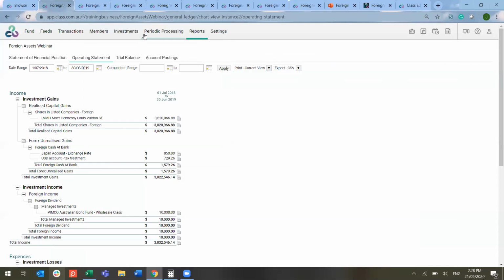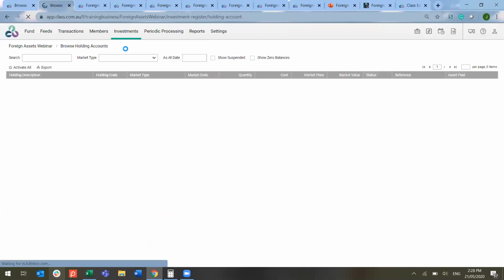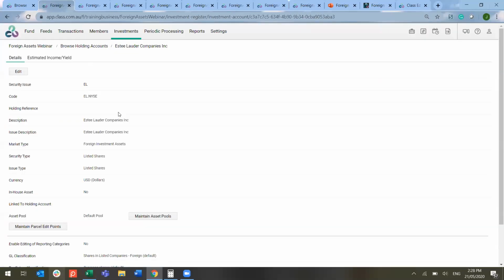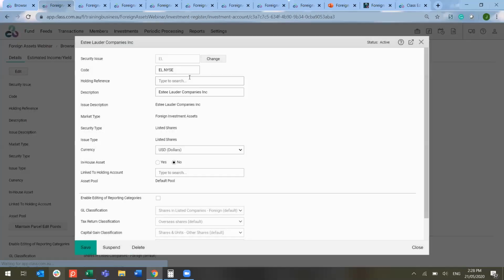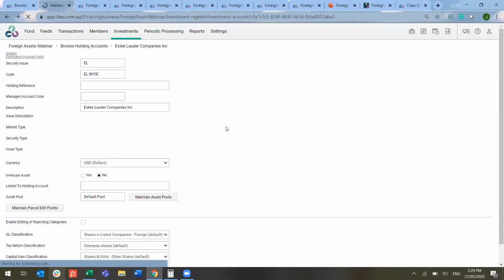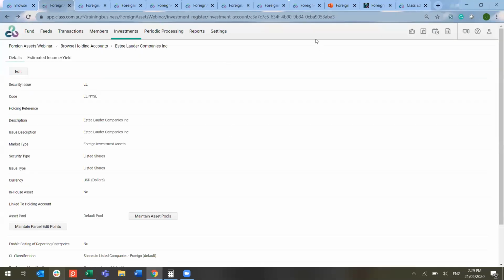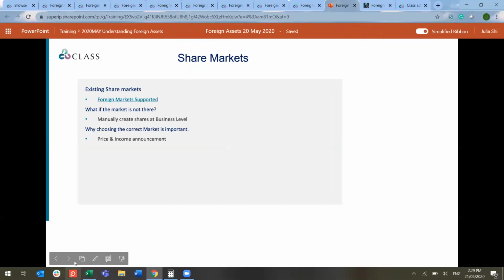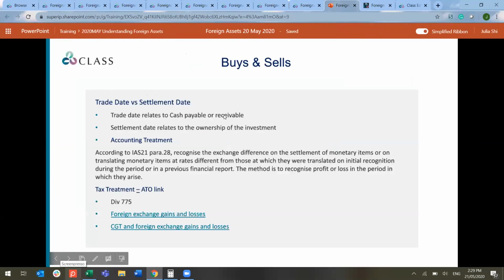If you find that you have investments in the system created under the incorrect market, you can go into the fund, then into investments, browse holding accounts, click on this particular security, and change it to the correct market. So again, make sure we have these particular investments in Class correctly, and then we can go to the next slide, which is buy and sell.